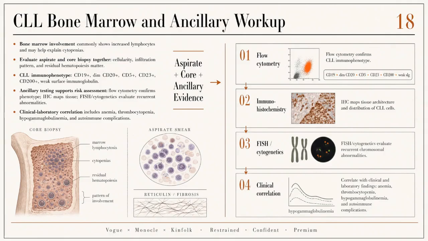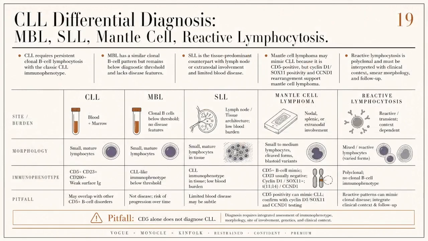In the next section, we will explore entities that mimic CLL morphologically and immunophenotypically, highlighting common diagnostic pitfalls and strategies to avoid them. As we transition into the critical topic of differential diagnosis in chronic lymphocytic leukemia, or CLL, it is essential to appreciate the nuanced distinctions among related lymphoid disorders that can present with overlapping clinical and pathological features. Accurate differentiation is not merely an academic exercise. It directly impacts patient management, prognosis, and therapeutic decisions.